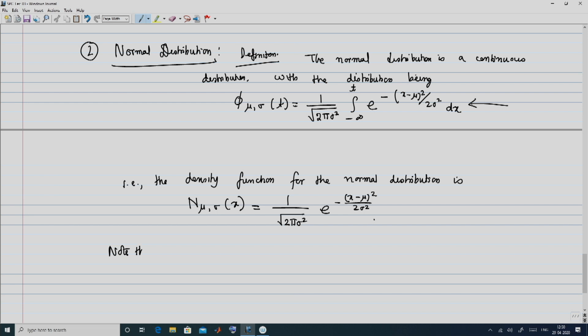Note that here mu and sigma square are the mean and variance respectively for the normal distribution.